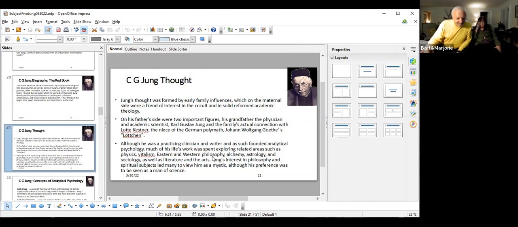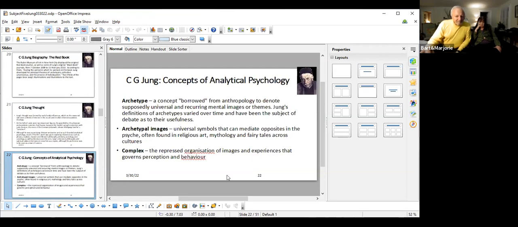So here he was as a practicing clinician and writer, and he founded this school of analytical psychology, and much of his life's work was spent exploring related areas such as physics, vitalism, Eastern and Western philosophy, alchemy, astrology, sociology, and literature and the arts. Okay, so he was interested in all these things. But he really preferred to be seen as someone who was a scientist.